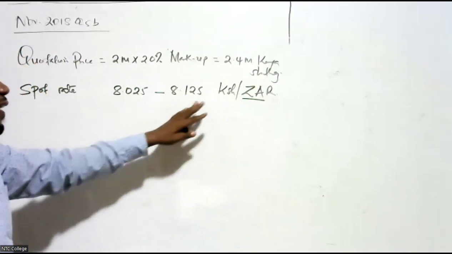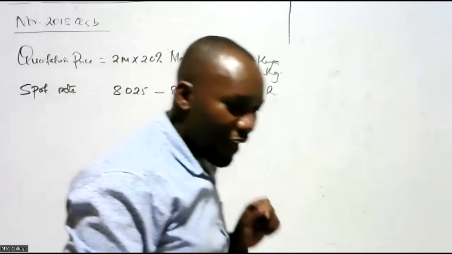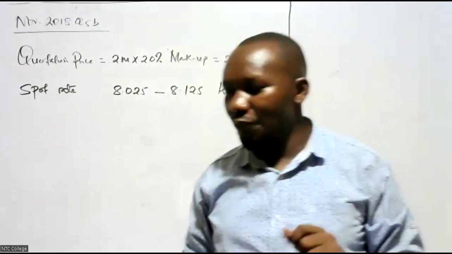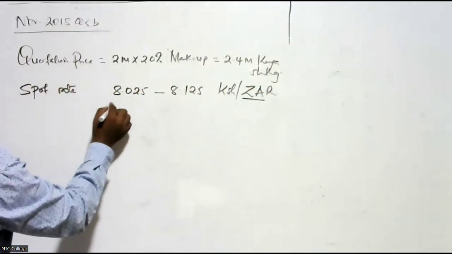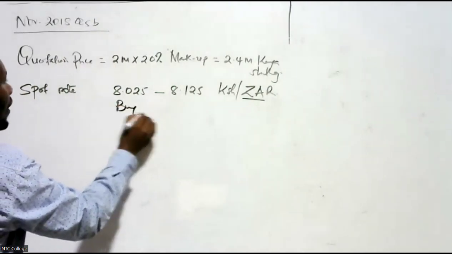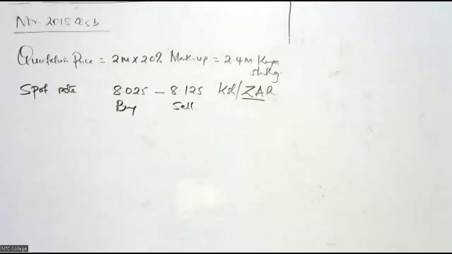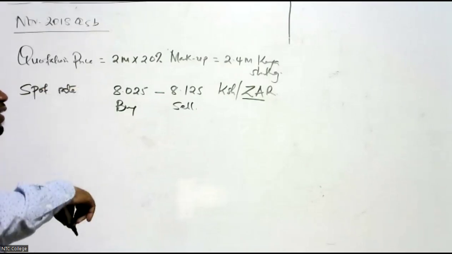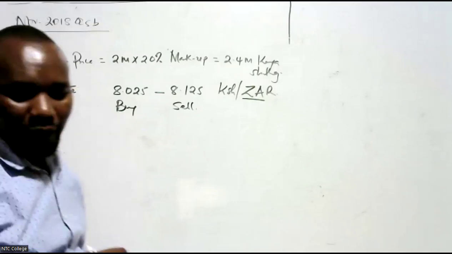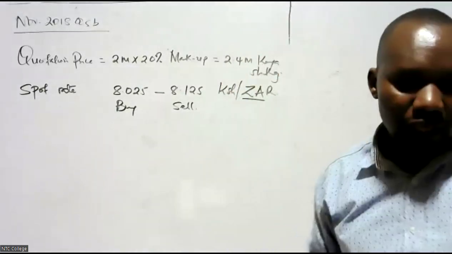The next rule for direct is that the bank will always buy low and sell high. For direct, the bank always buys low and sells high. So the buying rate is the low one. So buy here and sell here. That is another rule that you know. For direct, the bank buys low, sells high. For indirect, the banks buy high, sell low. That is another rule that you always remember.